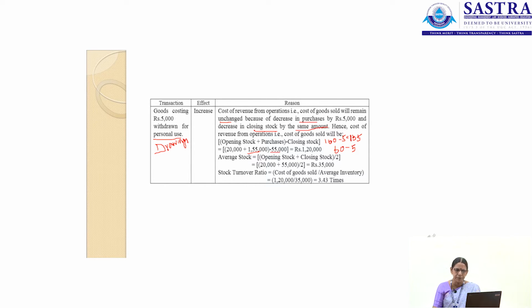Now we have a decrease in purchases and we also have a decrease in your closing stock. So we have a cost of goods sold as 1,20,000 rupees. Now average stock is 20,000 as usual, we have the opening stock. Closing stock is 55,000, so we have 35,000 rupees. So we have 1,20,000 as your cost of goods sold, 35,000 as your average inventory. Now the turnover ratio comes to 3.43. So we have an increase over the old ratio of 3. So when we have drawings worth 5,000 rupees, it will have an impact over your purchases and also the closing stock. So this will increase your stock turnover ratio.